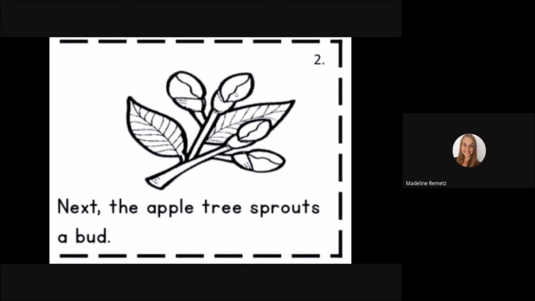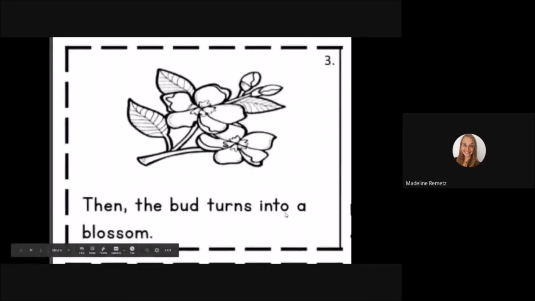And eventually those buds will open up into flowers. Then the bud turns into a blossom. So it started small, and then it opened up into a flower. And did you know that this flower eventually becomes that apple?